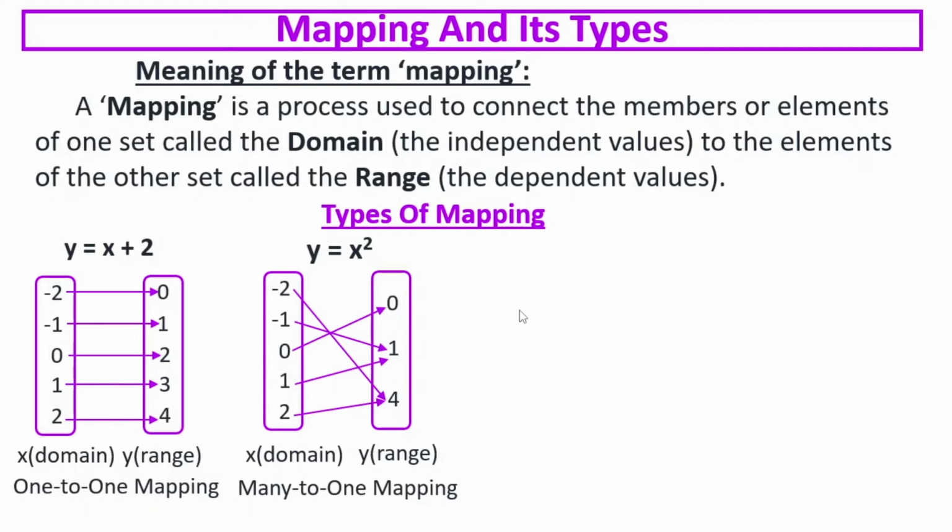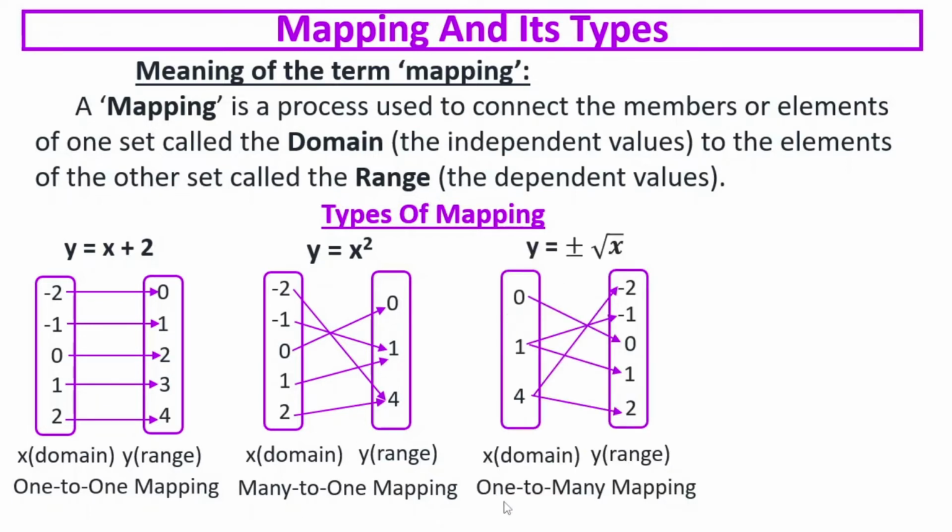Okay? Third type of mapping. One-to-many mapping. Y is equal to plus minus square root of x. So we cannot have any negative number under a square root. And I am not taking complex numbers. I'm only considering the real numbers. Okay. So we cannot have any negative number under a square root. Therefore, you cannot have any negative number in this domain set.